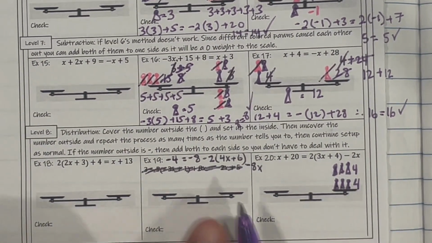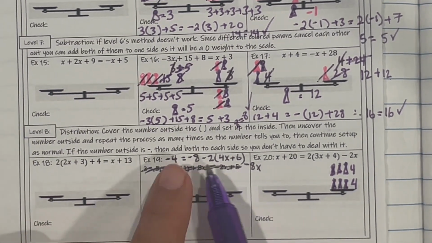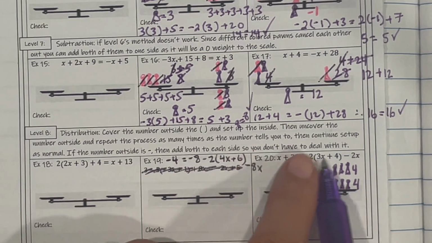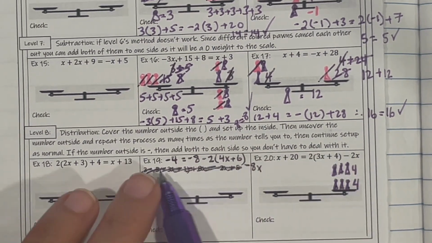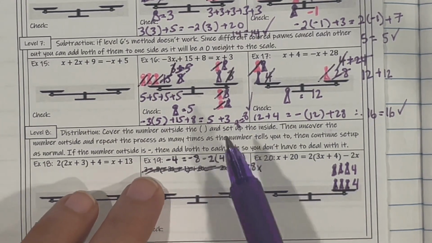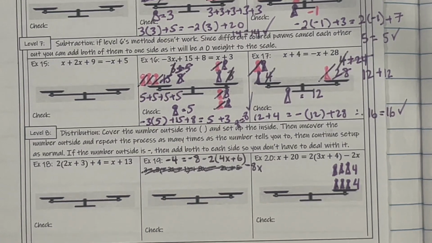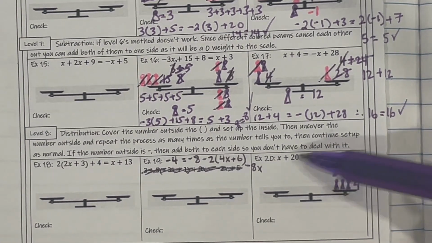Okay, now I was saying this is advanced. If the number outside is negative, which this one is, you're going to add it to each side so you don't have to deal with it. So I would add plus 2 parentheses 4x plus 6 on both sides. This is going to cross out. So again, that's the advanced one. If you can try it, go ahead and give it a shot. But right now I'm just going to deal with the positives.